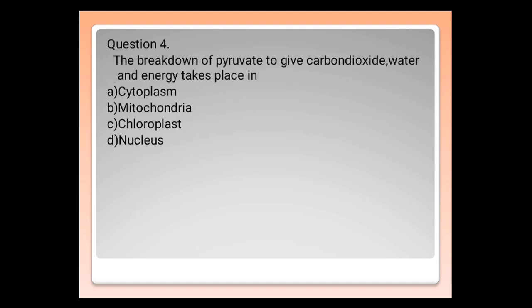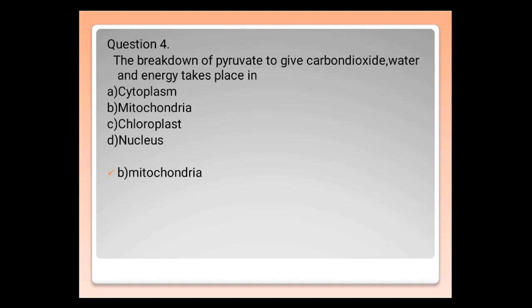The breakdown of pyruvate to give carbon dioxide, water, and energy take place in A. Cytoplasm, B. Mitochondria, C. Chloroplast, and D. Nucleus. Answer: Mitochondria. Here, the point to be noted is the breakdown of pyruvate to give carbon dioxide, water, and energy take place in mitochondria, whereas the breakdown of glucose to pyruvate, that is glycolysis, take place in the cytoplasm.